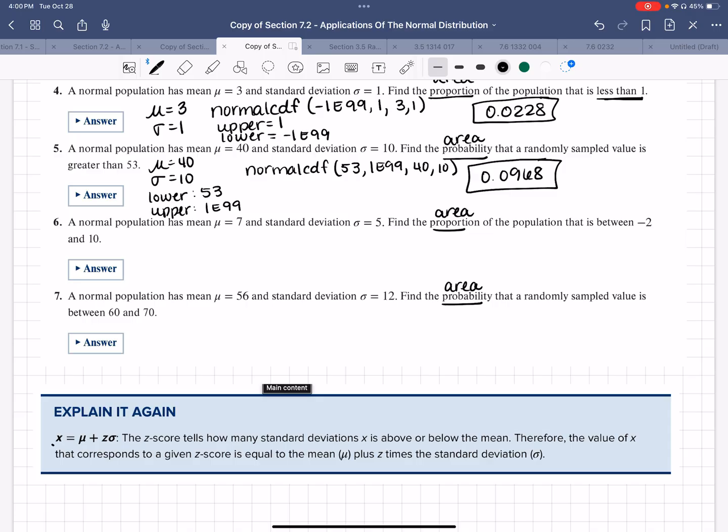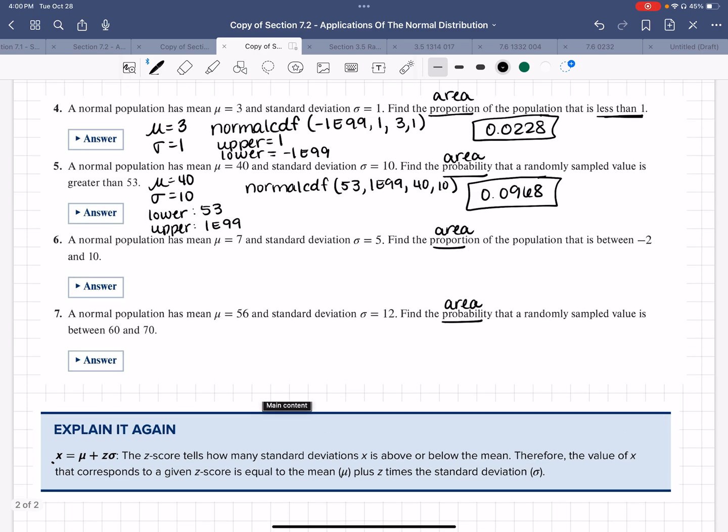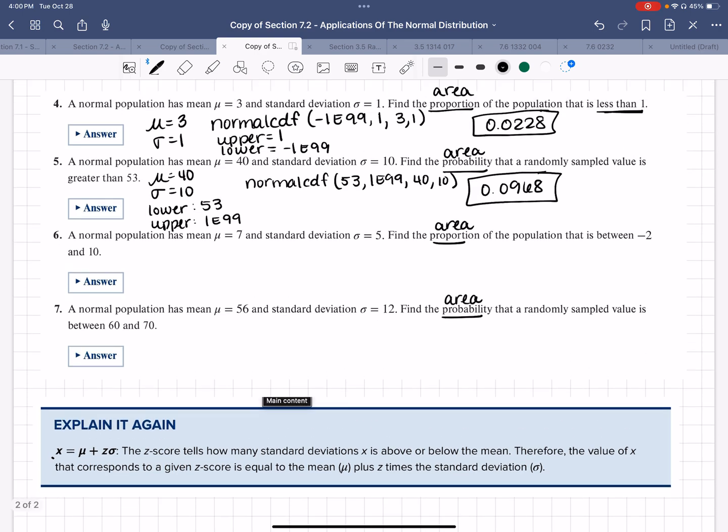All right. Number 6 says a normal population has a mean of 7, so mu equals 7, and standard deviation of 5. Sigma is 5. Find the proportion of the population that is between -2 and 10. So my lower is -2. My upper is 10.